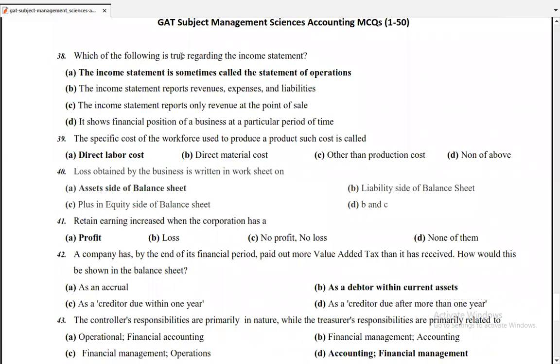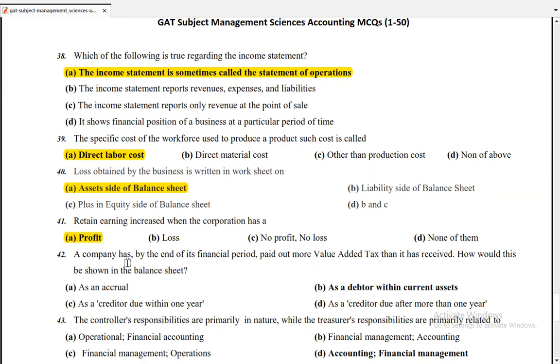Which of the following is true regarding the income statement? The income statement is sometimes called the statement of operations. Okay. The specific cost of the workforce used to produce a product is direct labor cost. Loss obtained by the business is written in the worksheet on the asset side of the balance sheet. Retained earnings increase when the corporation has a profit.